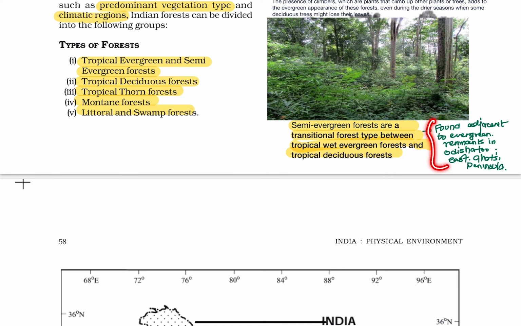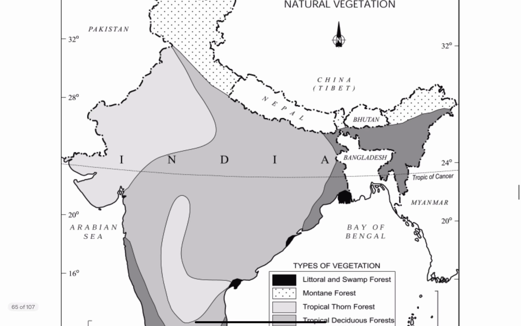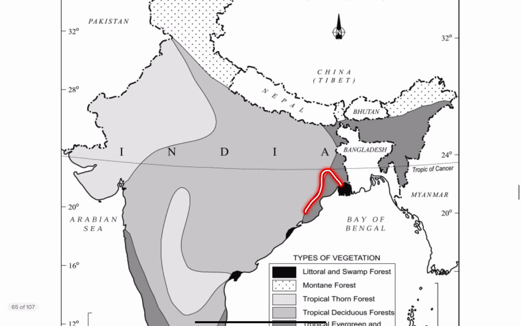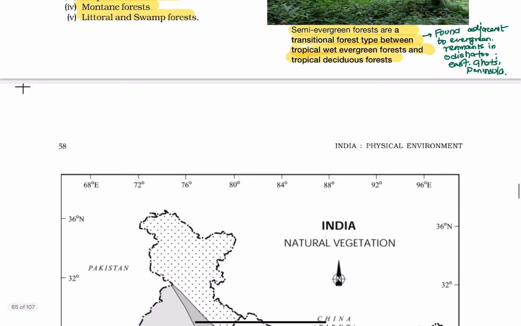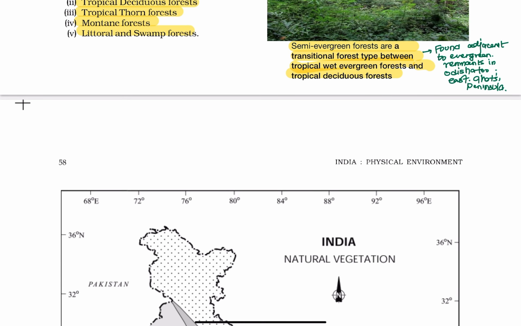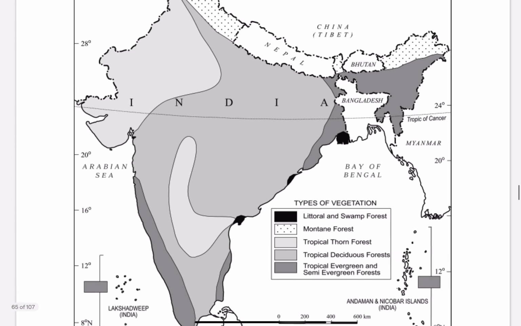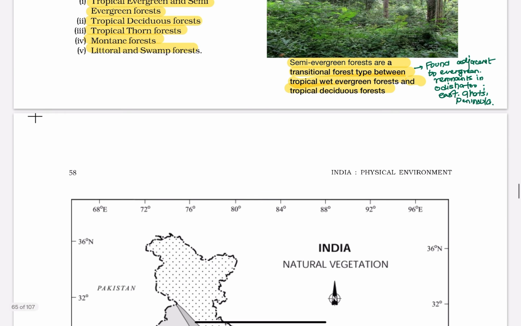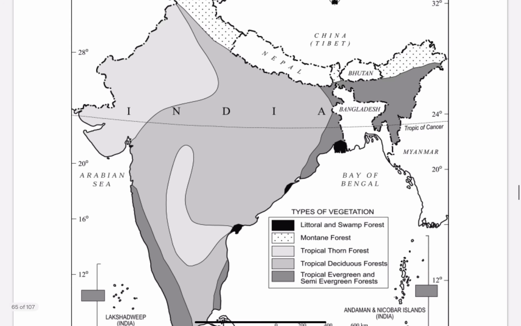And I have written here that they are found adjacent to evergreen. They are remnants in Odisha, Eastern Ghats, and Peninsula also. As you can see, these are semi-evergreen. This is Andhra Pradesh, this is Odisha. In these regions also you'll find them, right? This is the Eastern Ghat. In some parts of Andhra Pradesh and some parts of Odisha you'll find these types of forests. So they are the semi-evergreen forests.